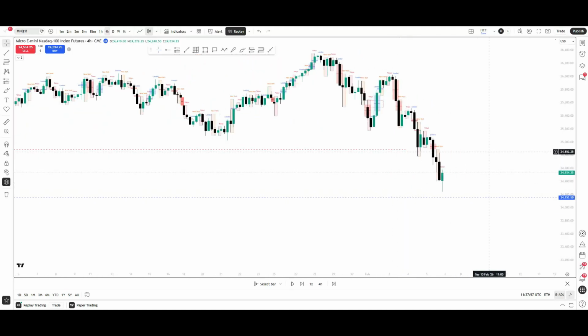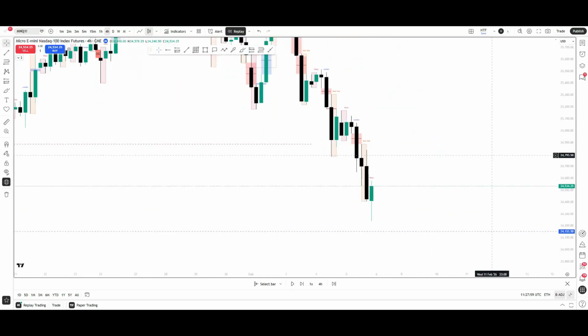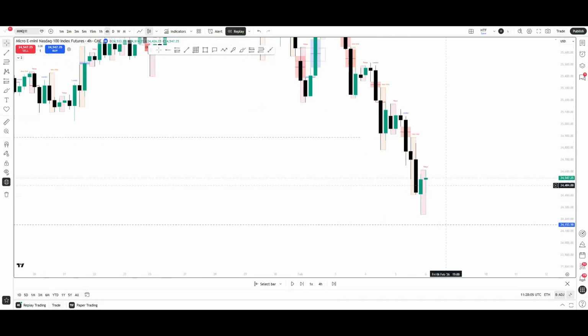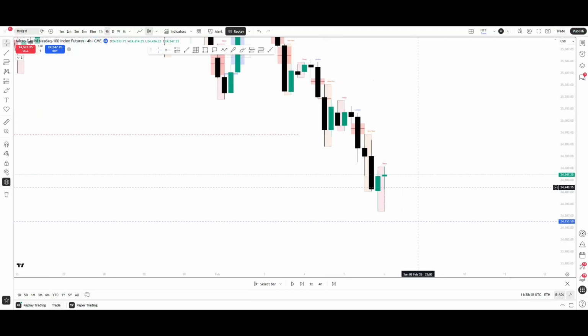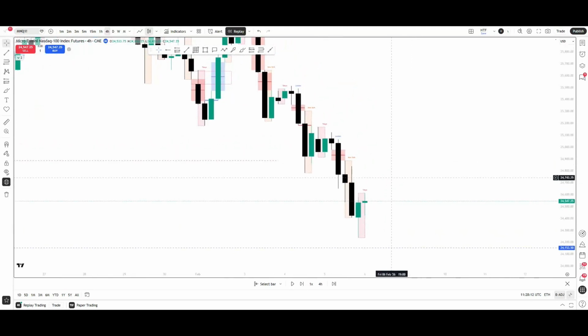So perhaps, when I got to my charts this morning, I think this candle would have been printed as well. That's the 3 a.m. to 7 a.m. So yeah, I got to my chart at 9 a.m. But what we're seeing here is bullish intention. Like, we got green candles.